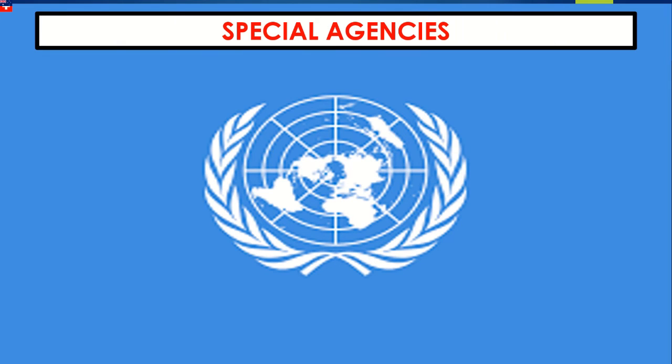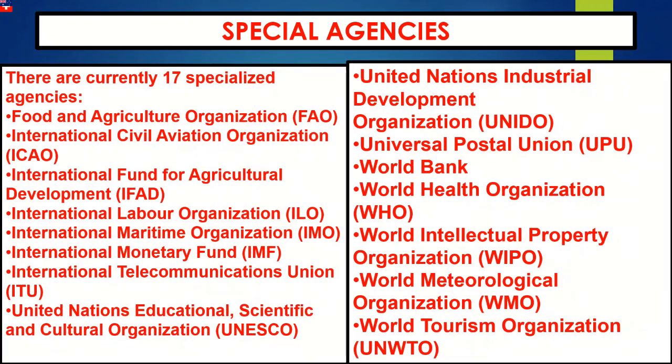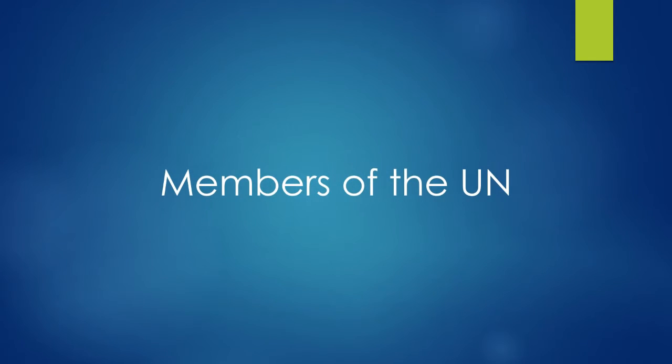Now we come to the specialized agencies. The United Nations has 70 specialized agencies which work in various sectors of society and do reforms, provide loans, and various other things. From these 70, I would like to mention some: the International Monetary Fund, IMF; the United Nations Educational, Scientific and Cultural Organization, UNESCO; the World Bank; and the World Health Organization, WHO.